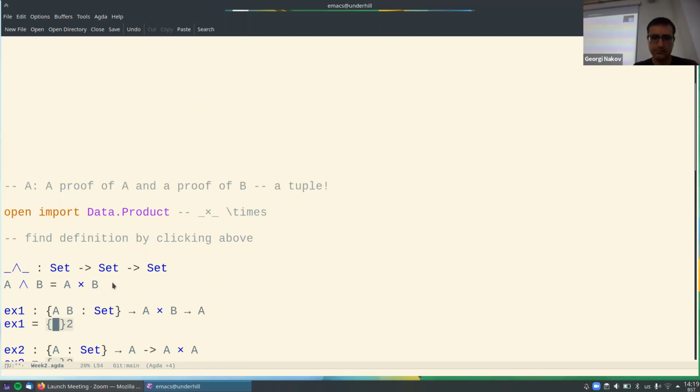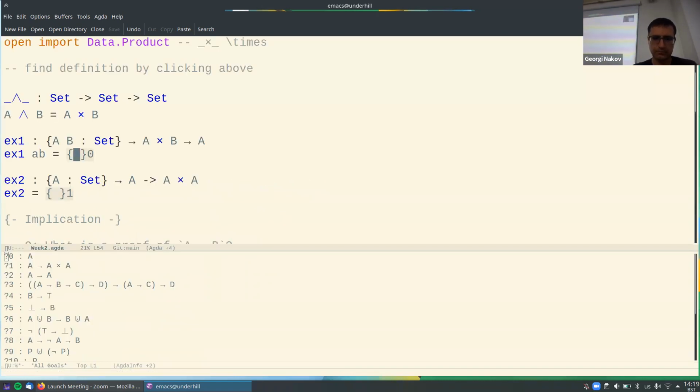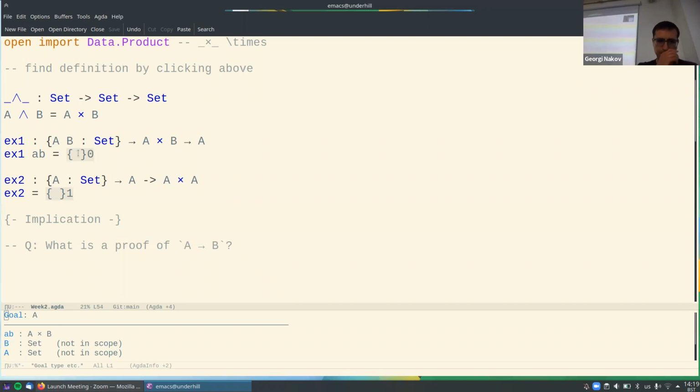Let's be systematic, same game. How do I prove it? What use is it if someone gives me a proof of it? So how do we prove A and B? We prove A, we prove B, we collect the two proofs in a pair. And what good is it to know A and B? Well, if you've got a pair of proofs, you can unpack them. So we can introduce the proof of A and B, and then we can pattern match on it.